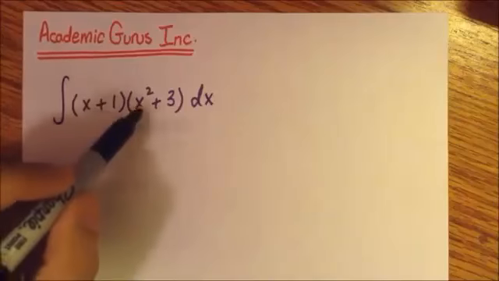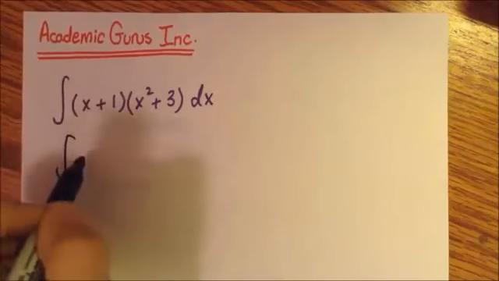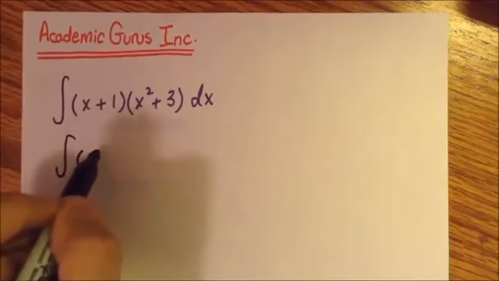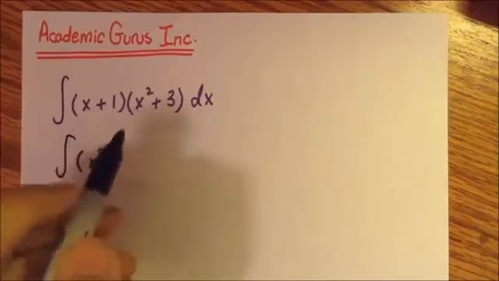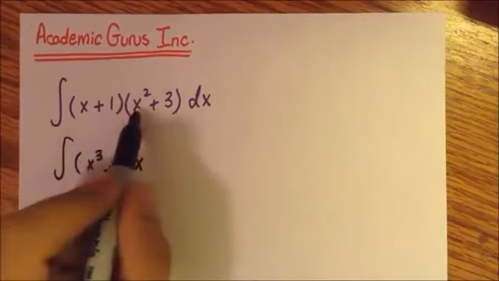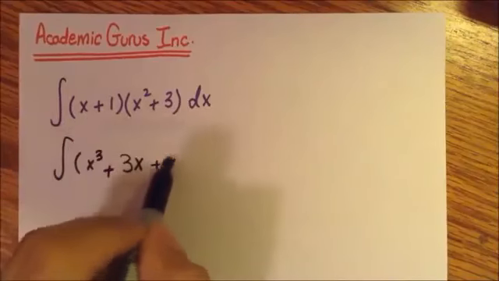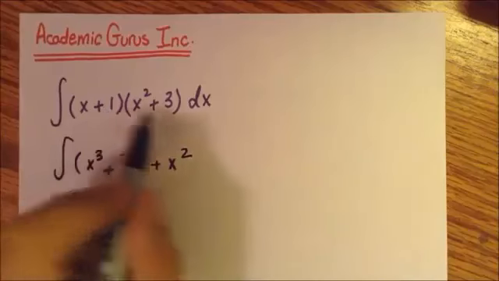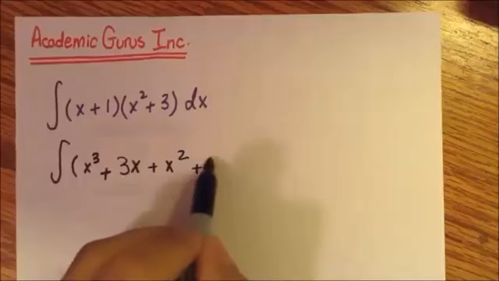So x times x squared is simply going to be x cubed, so I'm going to have x cubed plus 3 times x, it's going to give me 3x, and then 1 times x squared is just going to give me x squared, so I'm going to have x squared, and 1 times 3 is simply going to be 3.